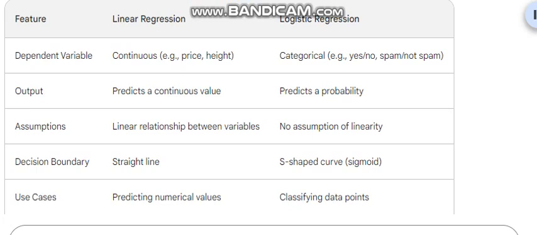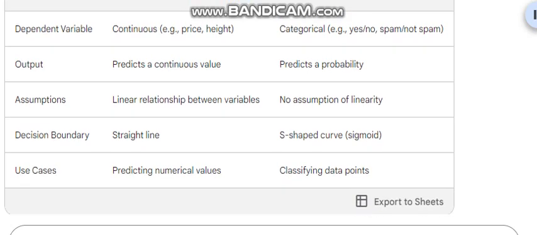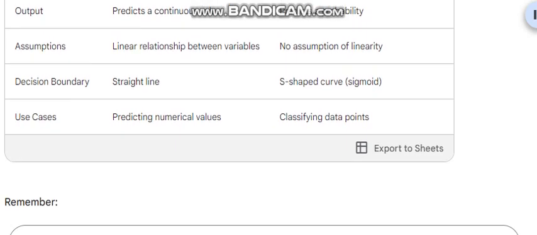No assumption of linearity. Decision boundary. Straight line. S-shaped curve, sigmoid. Use cases. Predicting numerical values.